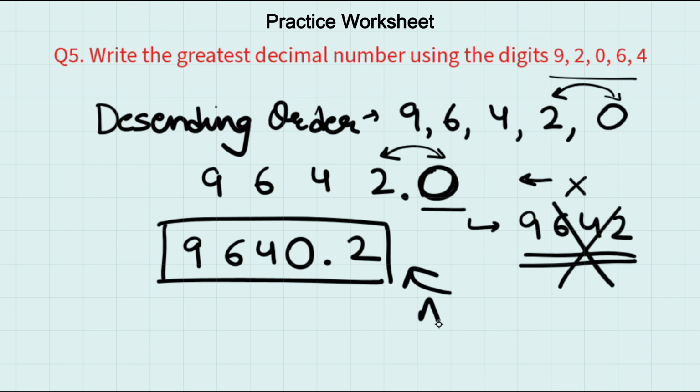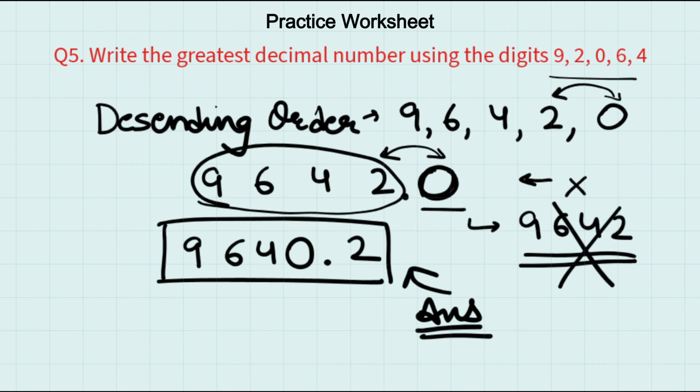9640.2. Now the trick here is to understand that even if the question has not asked you to write a 5-digit number, still if you have only 0 after the decimal, it counts as a whole number and not a decimal number. Therefore, you have to write a digit after the decimal which is other than 0. So we swapped the last two digits and we wrote 9640.2.